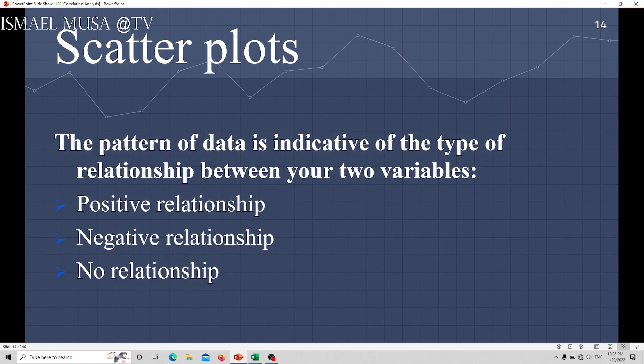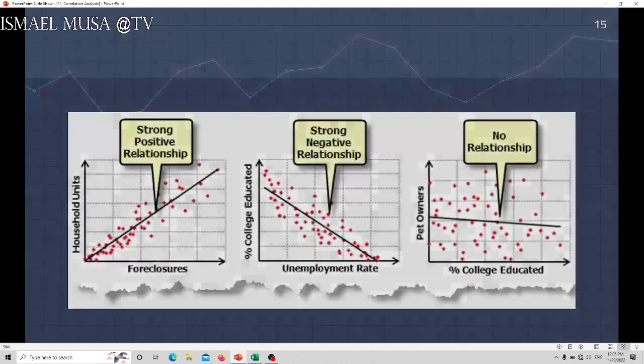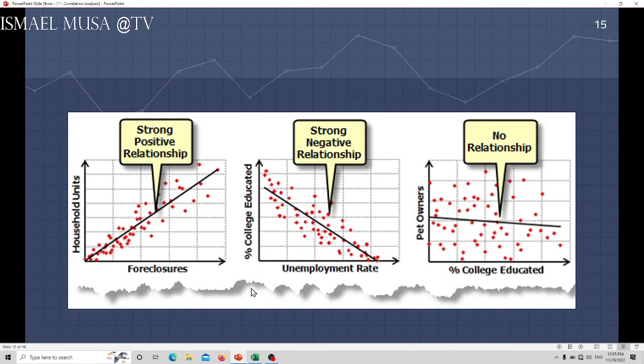Okay? A scatter plot is simply a pattern of data which is indicative of the type of relationship between your two variables. And there are three possible relationships: positive, negative, and no relationship at all. Okay? So this is how a positive relationship looks when you come up with your scatter diagram: if the points are clustering into a straight line between the X and Y axis and pointing upward, there is a strong positive relationship. Well, when you have a scatter diagram that looks like this, the points are clustering to a line which can be drawn this way, so you have a strong negative relationship.